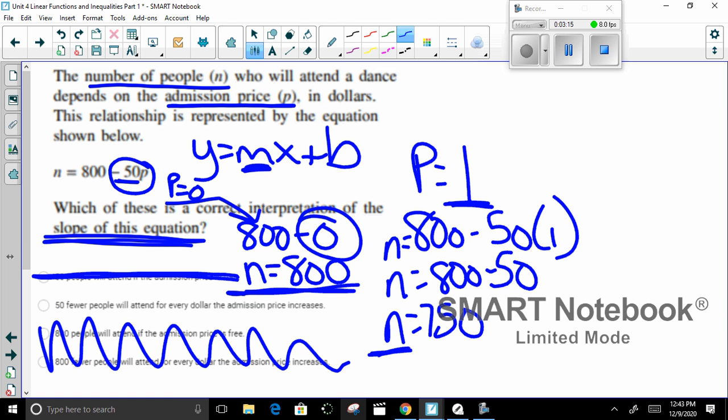50 fewer people will attend for every dollar the admission price increases. Well, I went from 800 people if it was free to 750 if it was $1. So that is true. That was question number 2.